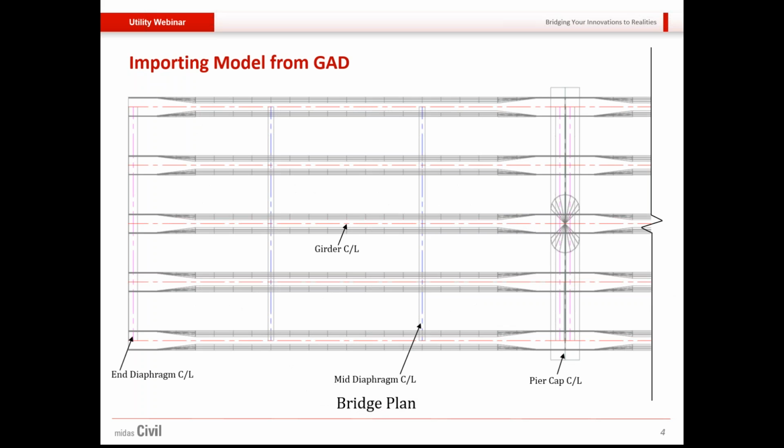Okay, so this is the GAD that we would be using today. The red line represents the center line of the girders. The blue lines represent the center line of internal diaphragm. The magenta lines are the end diaphragm, and the green line represents the pier cap line. In this, this rectangular shape is the pier. This is one girder. On the other side is the second span. There are two spans in total. Then these are your internal diaphragms, and these magenta ones are your end diaphragms.